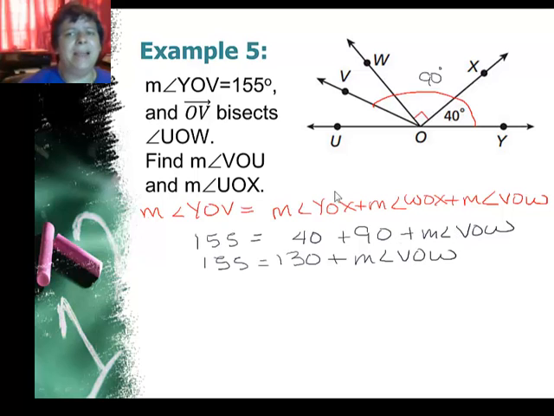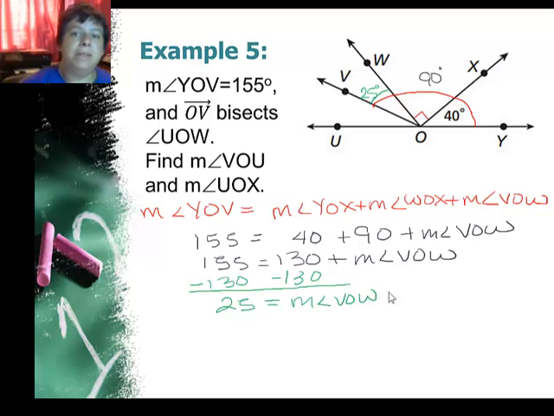But wait a second, 90 wasn't up there. How did I know that was 90? Well, you should remember from middle school that the square in the angle implies that that's a 90-degree angle. I combine my like terms, so I have 155 equals 130 plus the measure of angle VOW. Subtract 130 from both sides, and I find out that VOW is 25.